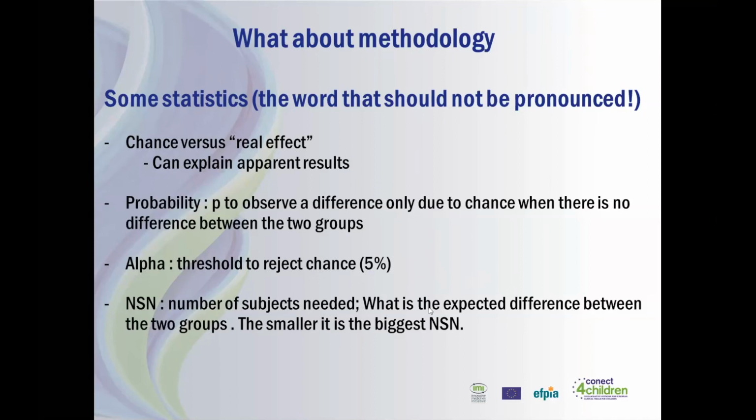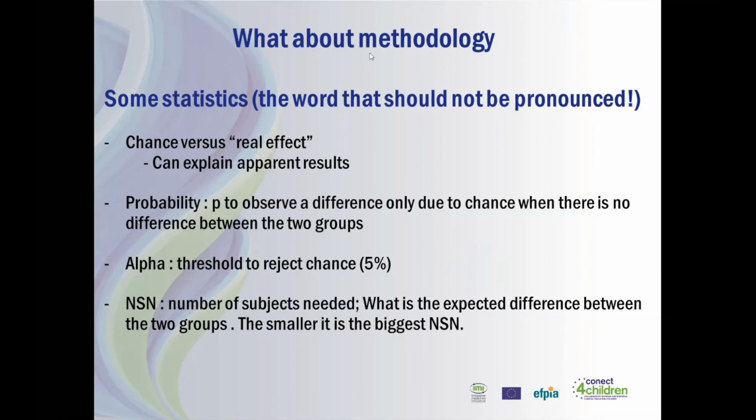5%. So usually when you look at the results, you say that if you are under this 5%, so you have a p-value of 0.05, you say that you have demonstrated efficacy. But if you are above it, you will say that you did not demonstrate anything. It's not statistically significant.